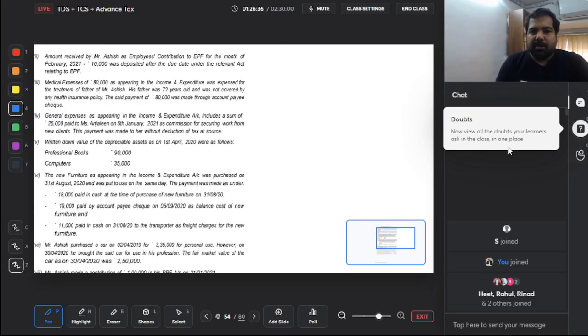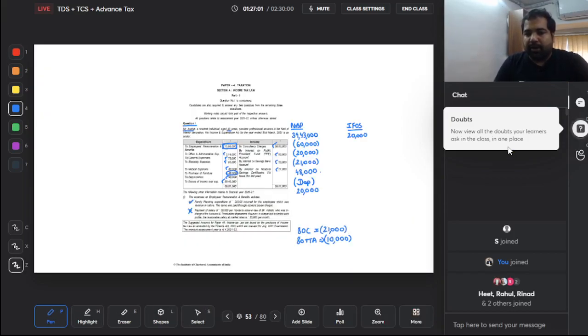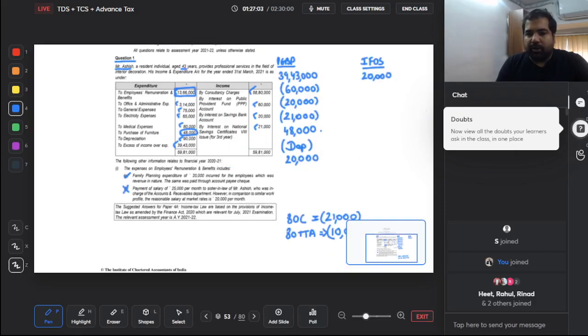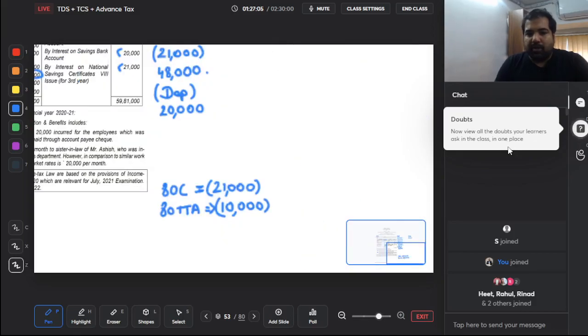Amount received by Mr. Ashish as employee's contribution to EPF for the month of February was deposited after the due date under the relevant act. Guys, ideally, this is not your money. This is the employee's money. The employee's money is first added to your income, and only if you pay within monthly due dates, you'll get the deduction, but you haven't paid within the monthly due date. So this 10,000 will be added to your income. Yes, it will be added to your income. So I'm just going to add 10,000 here.